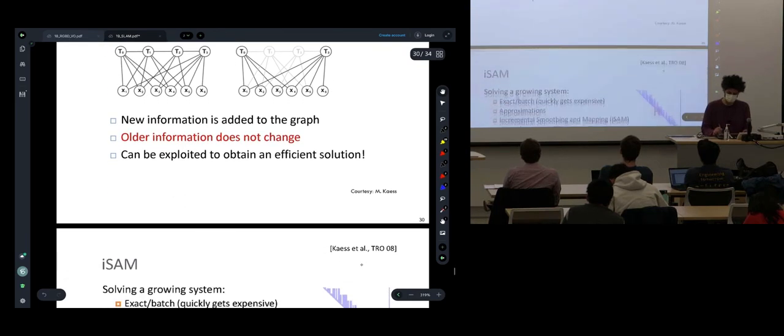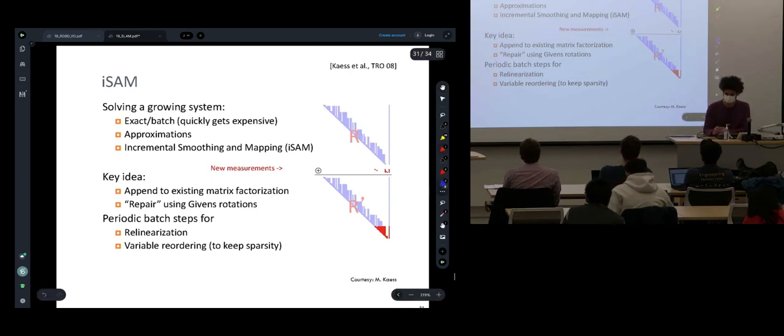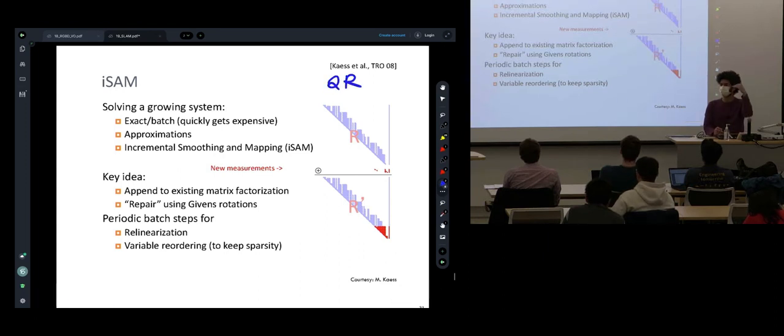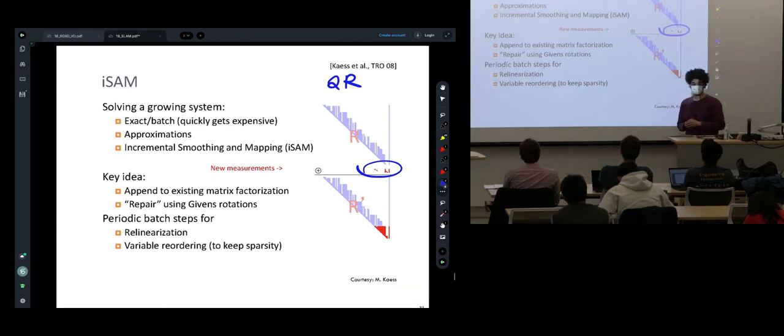Now the answer is yes, you can. And that's the algorithm called Incremental Smoothing and Mapping, iSAM, which is the iSAM solver in GTSAM. In the linear case, it's exact. If you're dealing with linear systems and you don't have to relinearize, when you factorize your matrix, R, using, let's say, QR factorization, and you add new rows to your Jacobian, obviously part of this matrix is not going to be upper triangular.